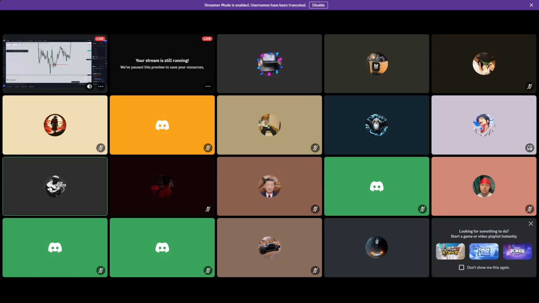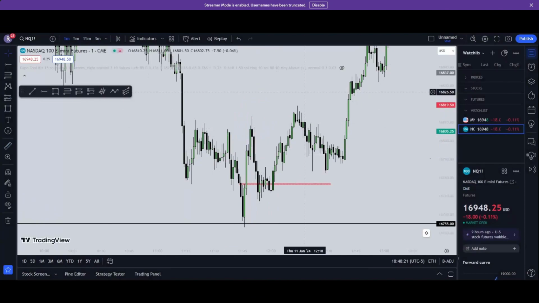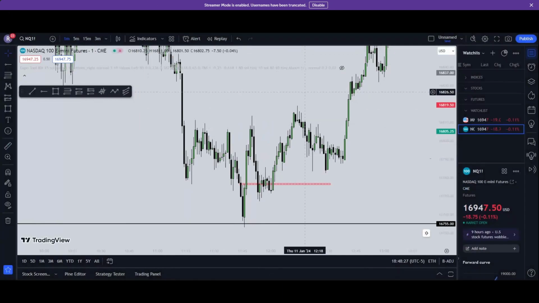This is the tough part. See how if you would have entered on the close above, you'd enter right here? If you would have entered on the close above, dude, look, 20 points on one contract. What is that, like 500? That's close to 600, I think.